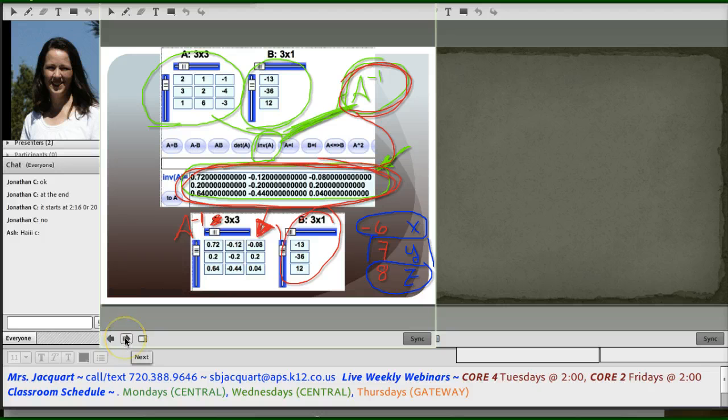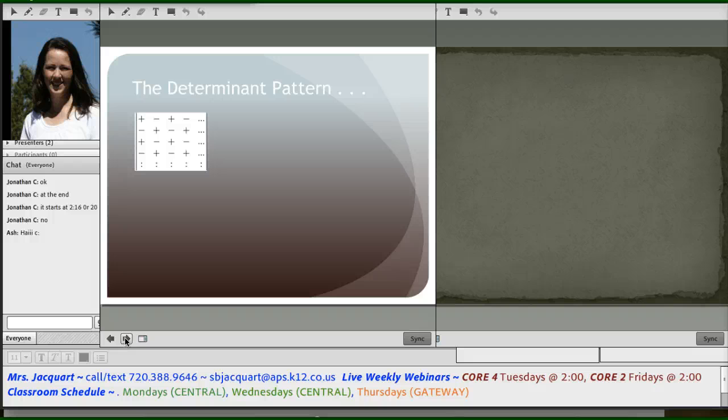Anyway, if you came in late, you have no idea what I was just talking about. But anyway, here's a determinant pattern. Once you get into determinants on a big scale, I want you to memorize this pattern. Super easy. Starts with a plus.